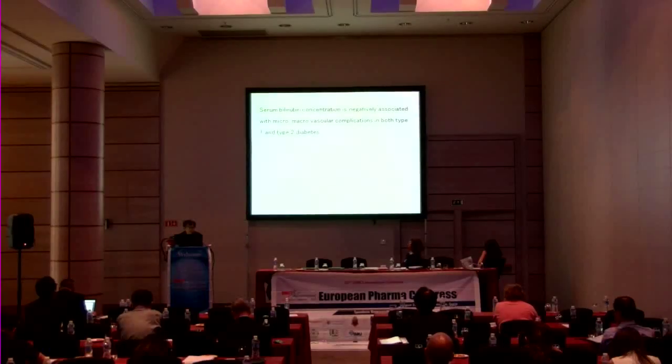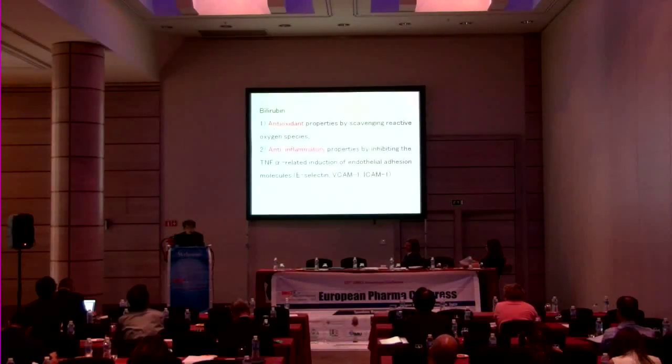So, judging from all data I have shown you today, I think it's safe to say that serum bilirubin concentration is negatively associated with micro or macrovascular complications in both type 1 and type 2 diabetes. So further mechanisms are not known up to now. So one of the hypotheses is as follows.